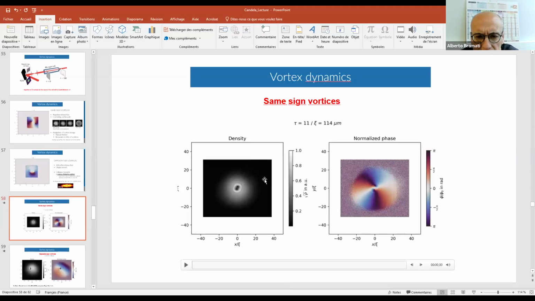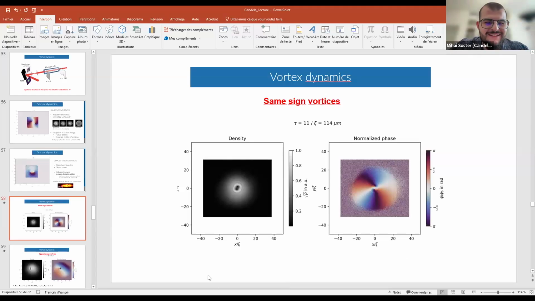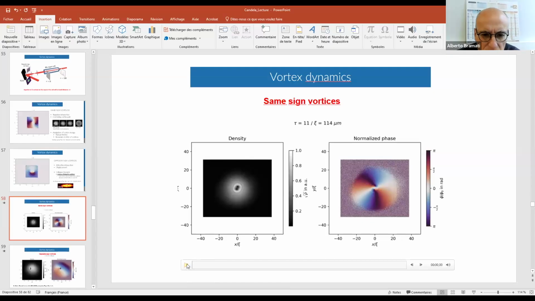You can see my screen? Yes, we can see Okay, it. okay. Because then I can do the animation.